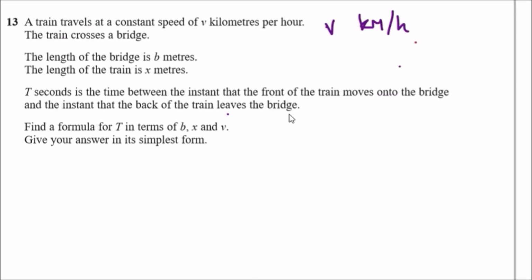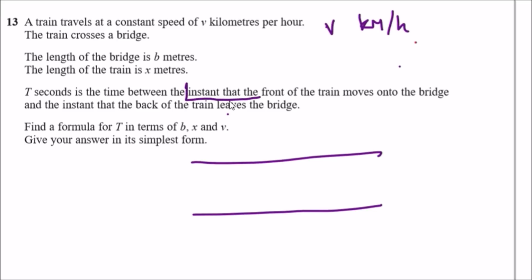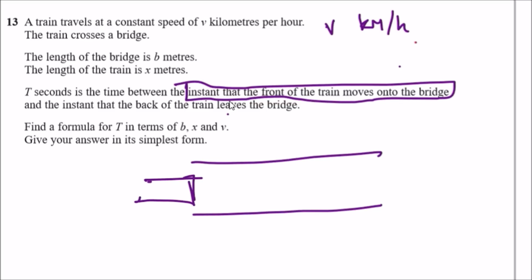So the way I look at this, just picture this as a bridge. So t seconds is the time between the instant that the front of the train moves onto the bridge. This is something we need to really establish. So onto the bridge, this is literally where it's at, and this is the time we're measuring. From here would be the start of time 0. And this is the train.